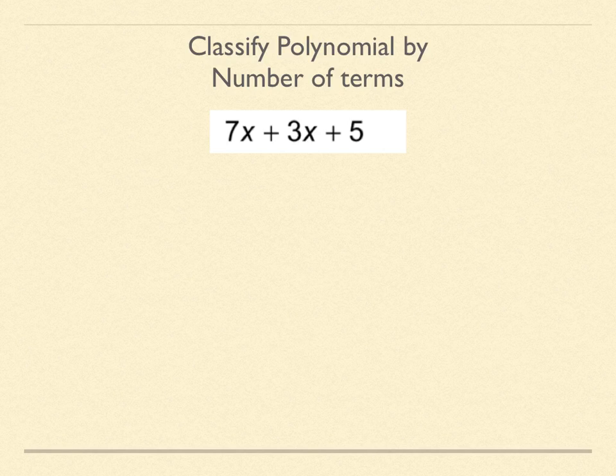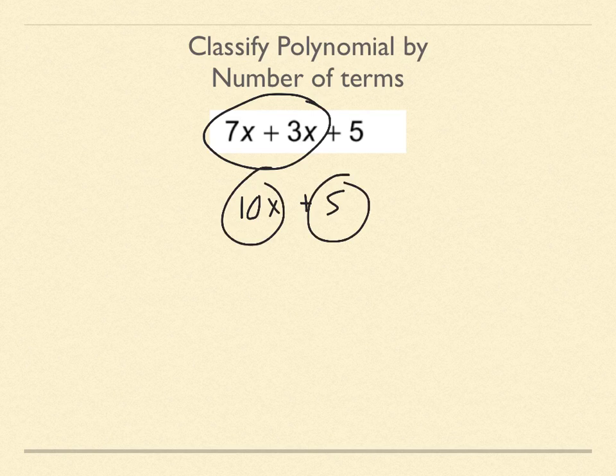What would we do for this one? We need to combine the like terms first. So we add 7x plus 3x, and that would give us 10x plus 5. So now how many terms do we have here? 2. We have 1, 2. So if we have 2 terms, what would it be called? A binomial.